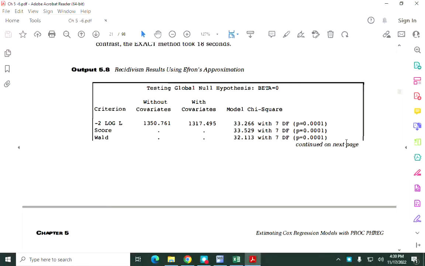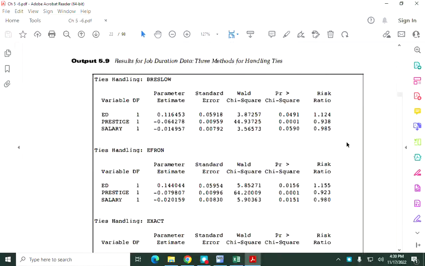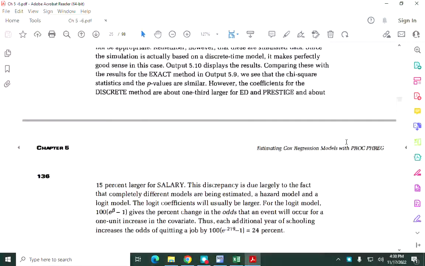One is called the exact method. One is called the discrete method. The other two are approximations. One is called Efron. One is called Breslow method.